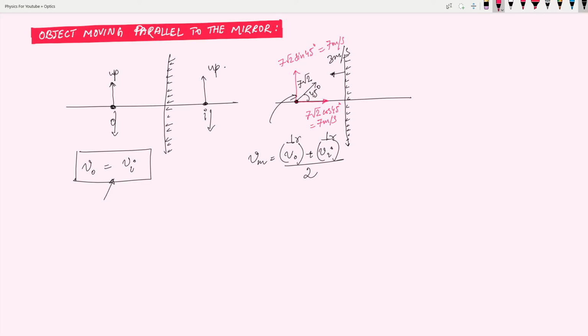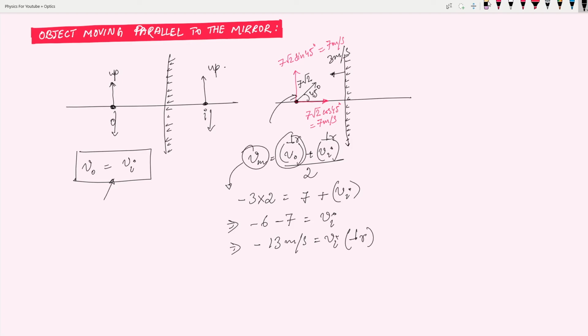Now it's simple. Let's put it in the formula. Now we know the velocity of the mirror is 3 meters per second, but it will be negative because it is moving in the left hand direction. So multiply by 2. Now VO is 7 meters per second in the right hand direction, so it will be positive, and Vi we don't know, so we will keep it as it is. So it will be minus 6 minus 7, which is the value of Vi. So it will be minus 13 meters per second. Now this Vi is actually perpendicular to the mirror, because all we have considered in this formula is the perpendicular component.